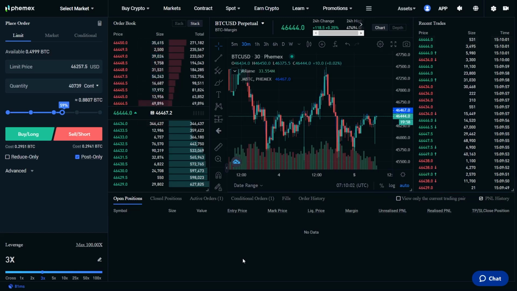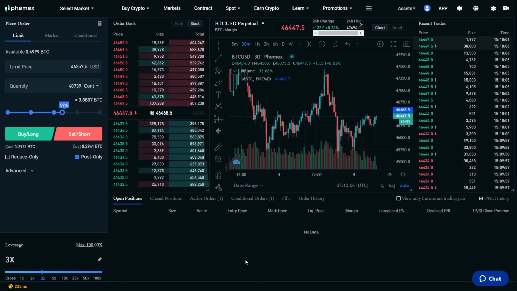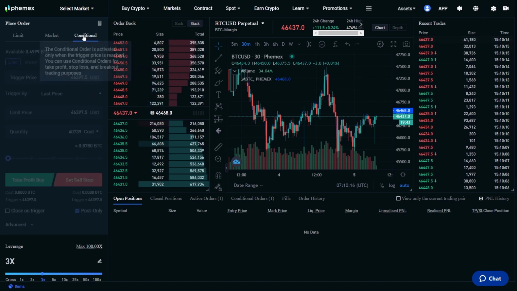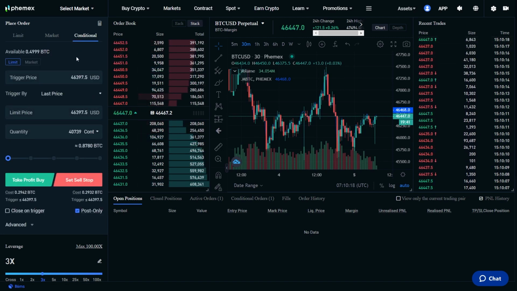Let's look at how to place a conditional order on Phemex. Please note that conditional orders are only available for premium members. To begin with, make sure that you have selected conditional order here at the top. At the base level, conditional orders still involve either a limit order or market order.